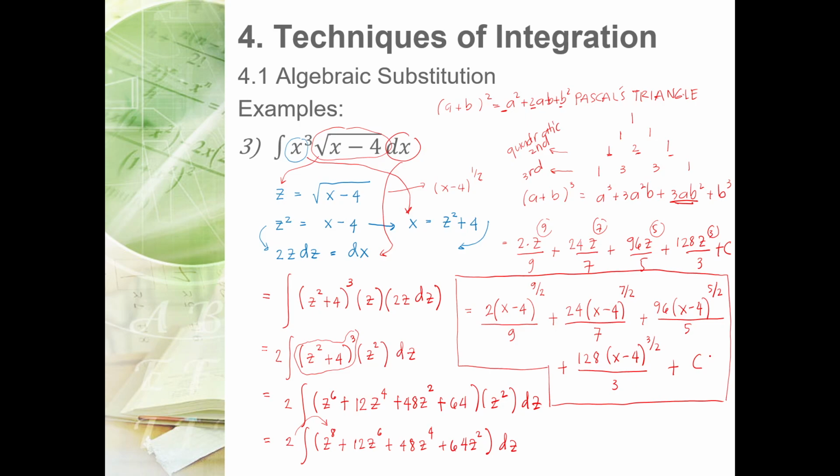All right. So do you have questions for example number 3? So I guess there's none. So let's proceed with example number 4.